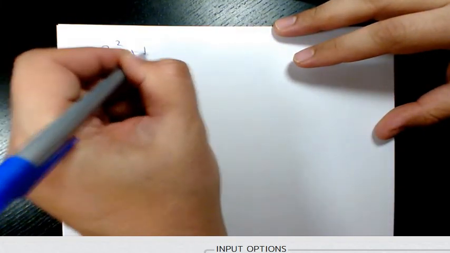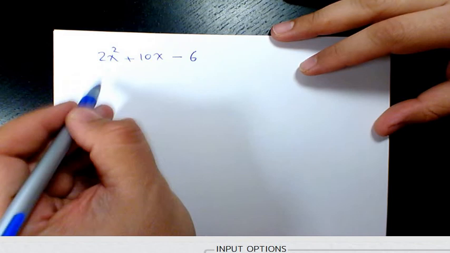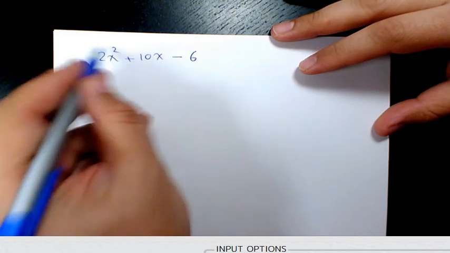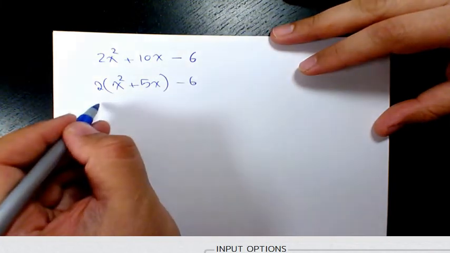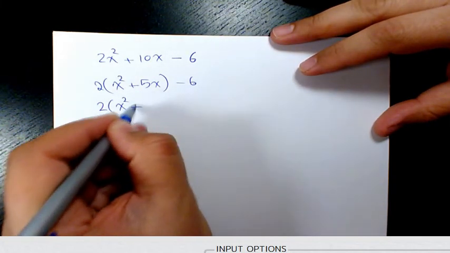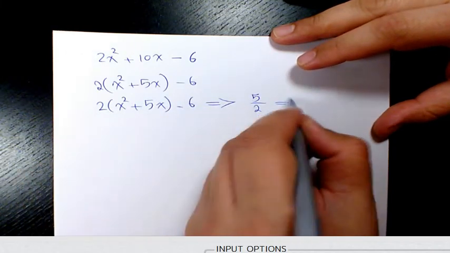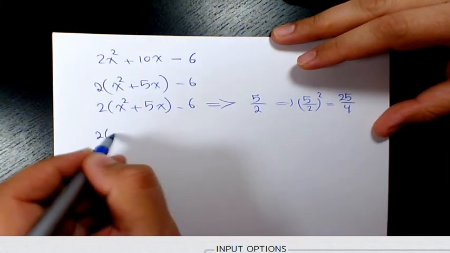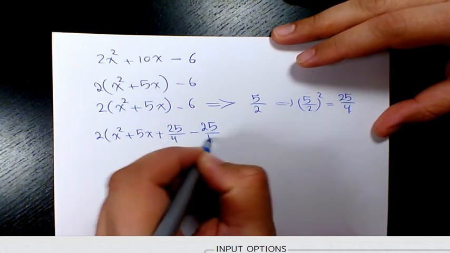Another example. 2x squared plus 10x minus 6. So you factor the first 2 terms because here the coefficient is not 1. So in this case, whenever the coefficient of x squared is not 1, we factor the first 2 terms by this coefficient. So it's going to be 2 times x squared plus 5x, minus 6. Then 5 divided by 2, then 5 divided by 2 to the power of 2 is going to be 25 over 4. So we have 2 times x squared plus 5x plus 25 over 4 minus 25 over 4, minus 6.